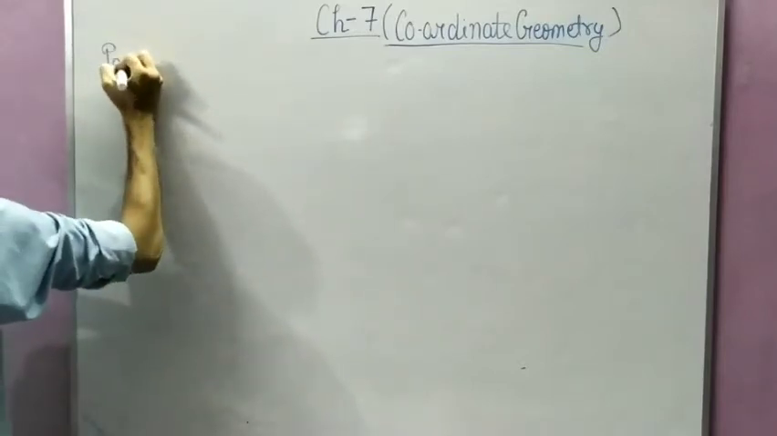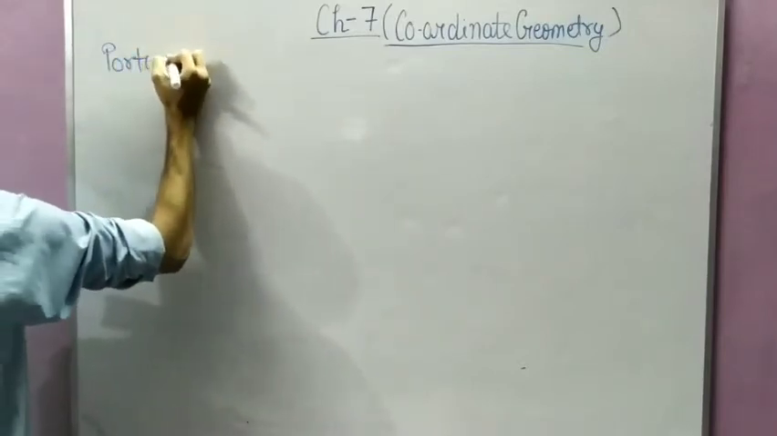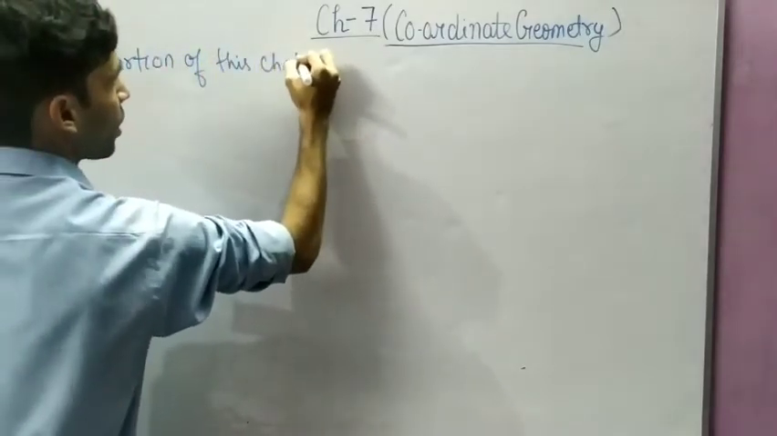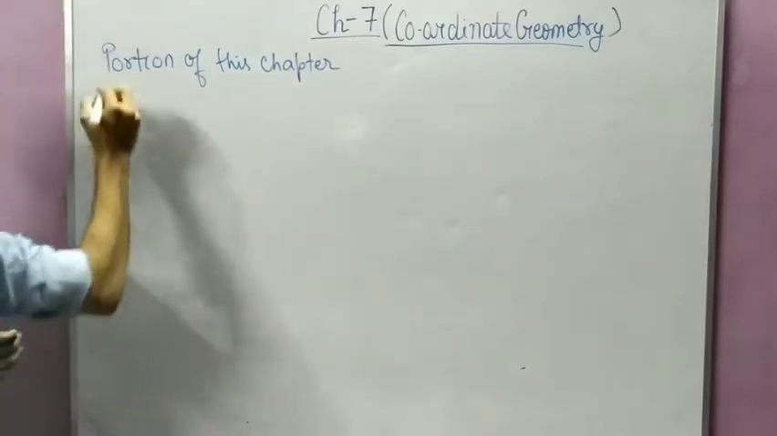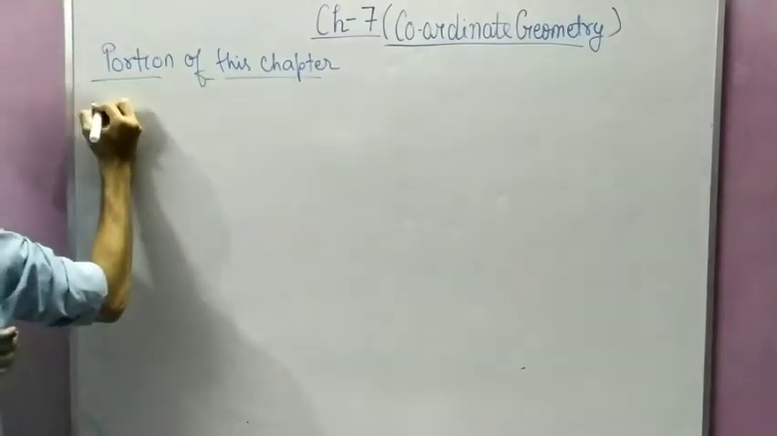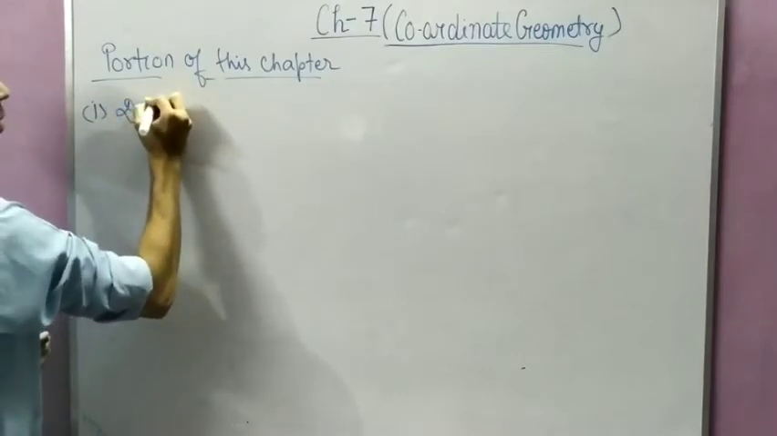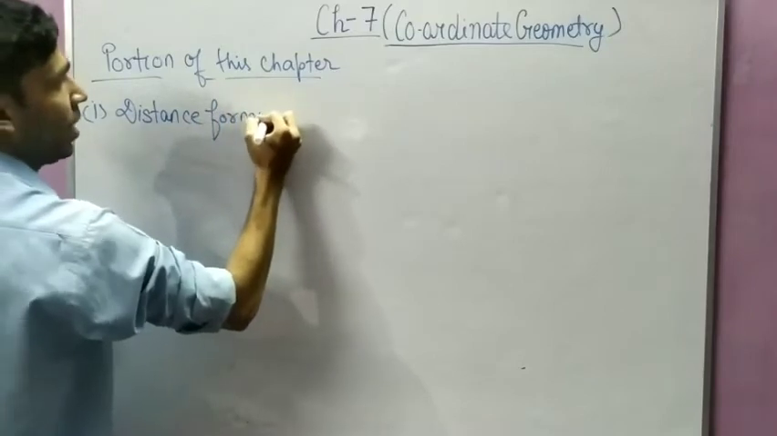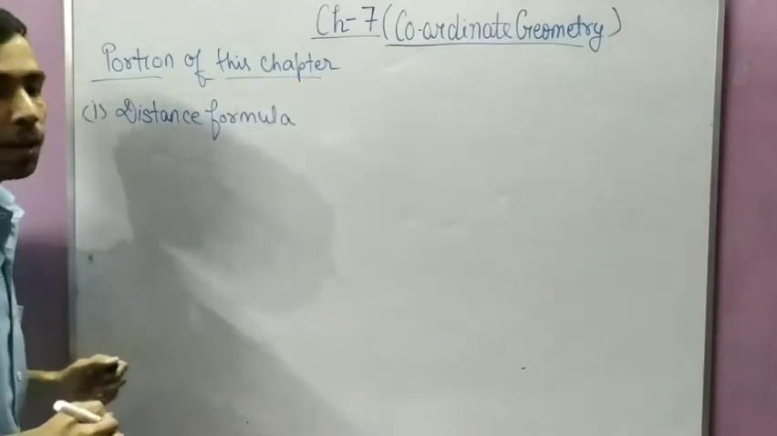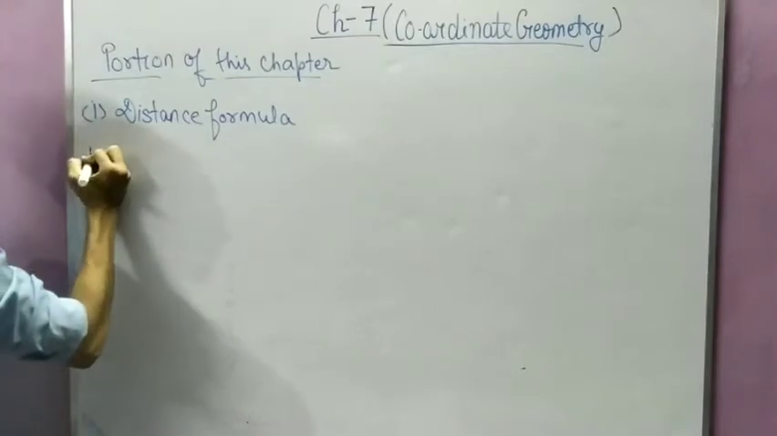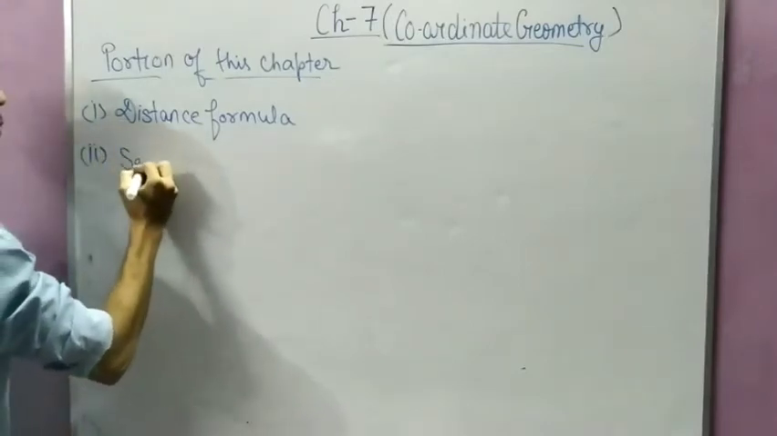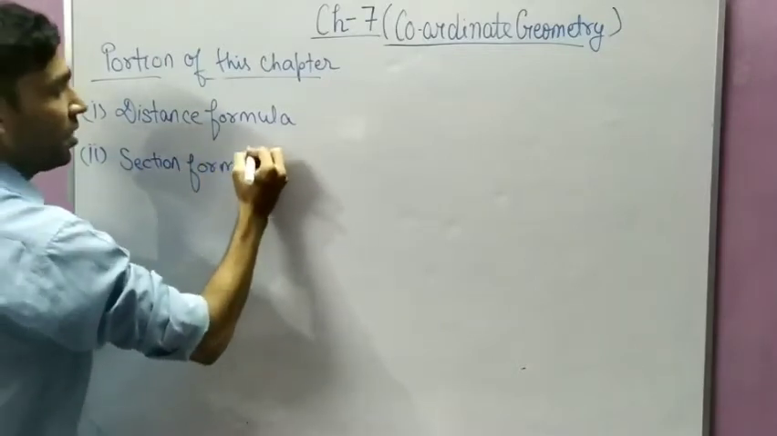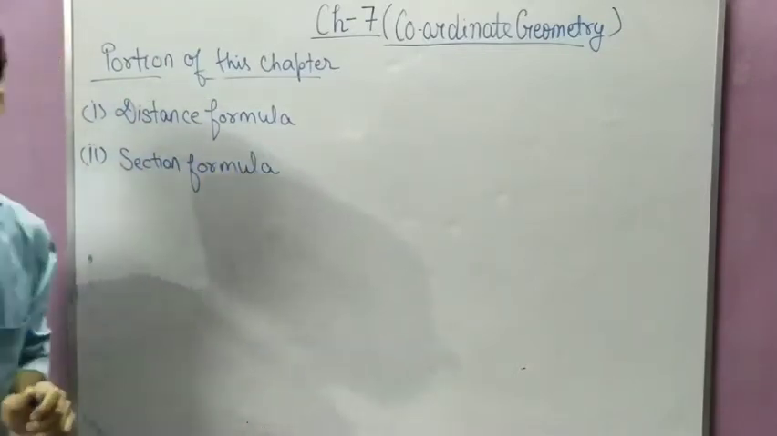The portion of this chapter means what things we are going to study in this chapter. The portion of this chapter is, first, the distance formula. Second is the section formula. Only these two things we will study in this chapter.